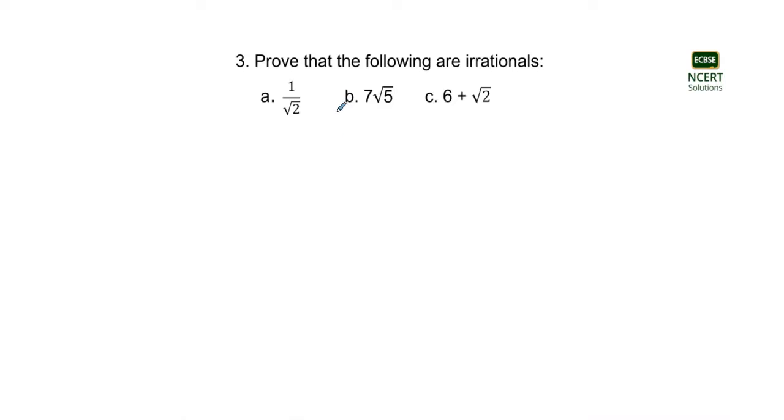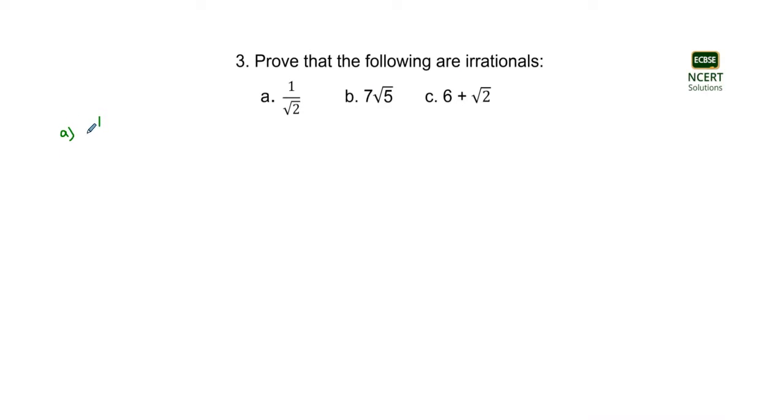Hey guys, so here we are with question third of exercise 1.3. The question is: prove that the following are irrationals. Here we have been provided with three numbers in parts A, B and C, and we need to prove that these numbers are irrationals.